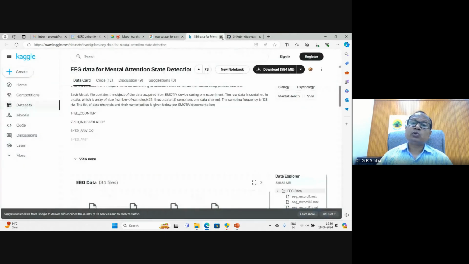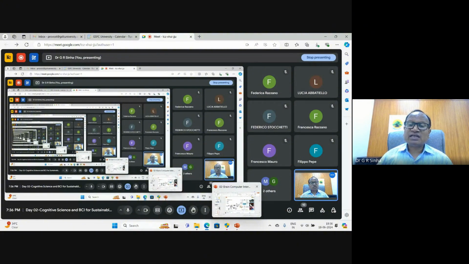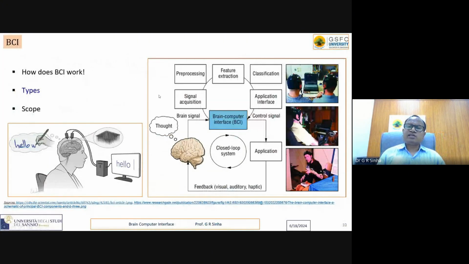So what I'm trying to tell you, and why I'm telling all these things to you, is so that you don't feel that all these studies are theoretical studies. No, all these studies are practical studies. If you are interested to develop your own data set, do you know that developing a data set, EEG data set or any data set for a particular application, itself is a research. It's not that you only capture EEG and put it inside your computer and it becomes a data set. No, a lot of things are involved.